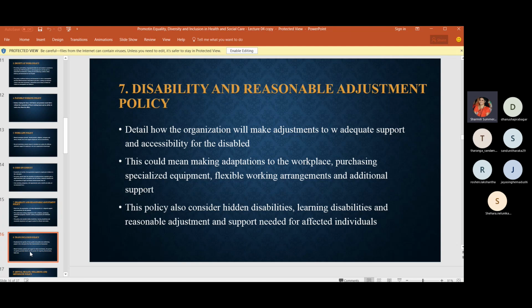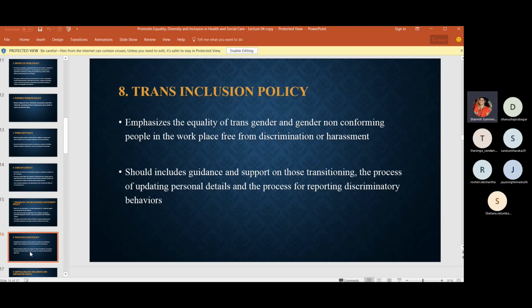So the next policy is the trans inclusion policy. The trans inclusion policy mainly emphasizes the equality of transgender people. We already studied this as well. So there is no need to look at what the gender of the person is. We need to include them without any hesitation. Even if the person is very talented, then we can include them. So this trans inclusion policy mainly emphasizes transsexual or transgender people.